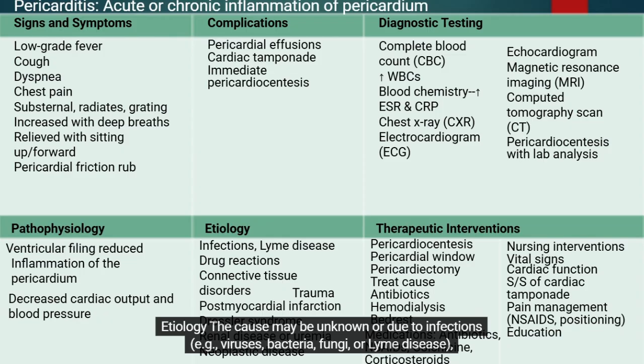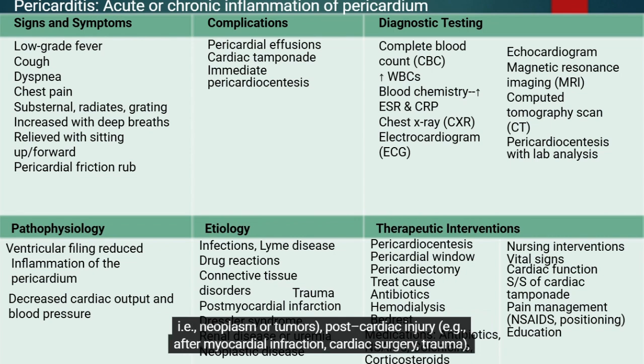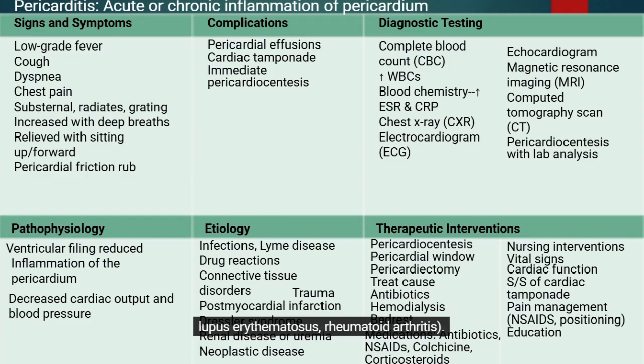Etiology: the cause may be unknown or due to infections, for example, viruses, bacteria, fungi, or Lyme disease, Dressler syndrome, autoimmune response, medications, neoplastic disease, uncontrolled growth of cells, that is, neoplasm or tumors, post-cardiac injury, for example, after myocardial infarction, cardiac surgery, trauma, renal disease, or uremia. Kidneys cannot filter waste from blood, or rheumatic disorders, for example, systemic lupus erythematosus, rheumatoid arthritis, rheumatic fever.